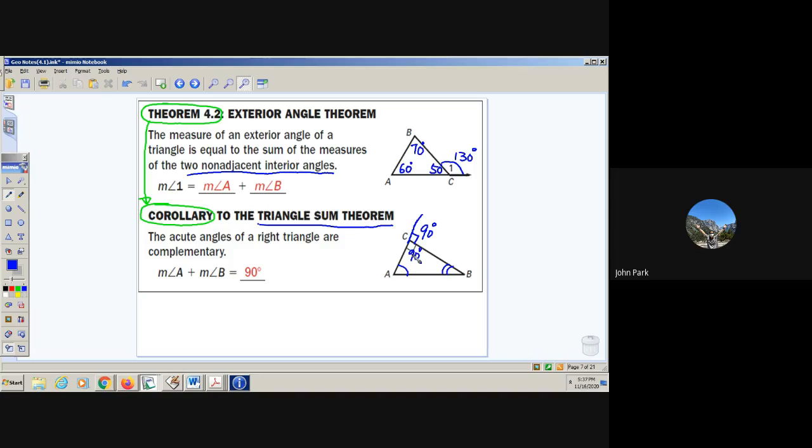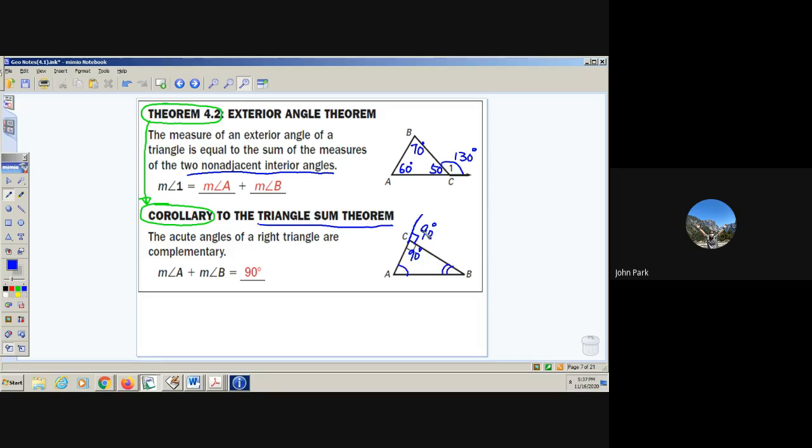Because since the right angle of the triangle is 90 degrees, these two have to add up to 90 degrees. So 90 plus 90 has to add up to 180 degrees. So it kind of follows the triangle sum theorem. Now, it also follows the exterior angle theorem, because if I look at the exterior angle here, well, the exterior angle here is 90 degrees as well, right? Because that's the 90, so the other side has to be 90.